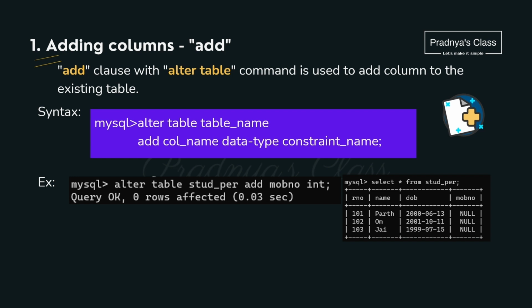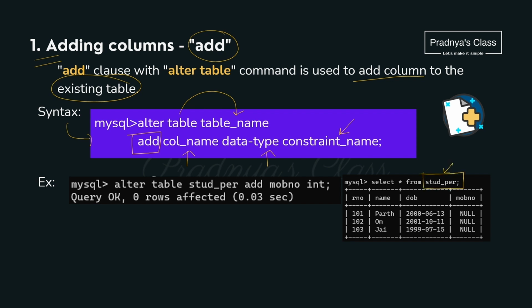Here is the first usage of the alter table command by using the add clause. It is used to add a column to the existing table. Look at the syntax. Alter table, then we are specifying the table name. Here is the add clause. Name of the new column that we are going to add followed by the data type. If there is any constraint, you have to mention it. Here is the previously created table.